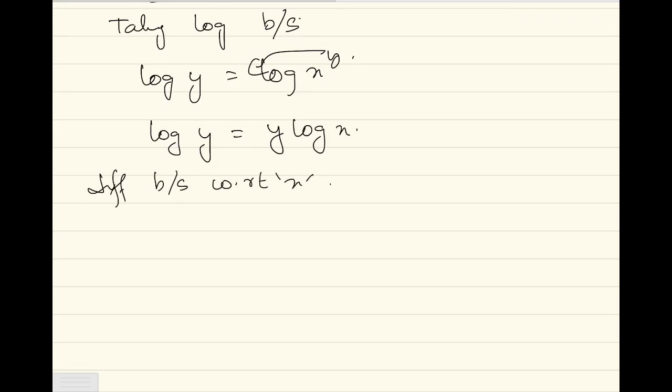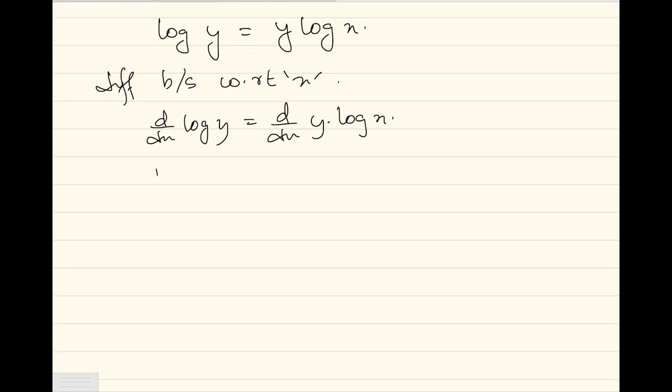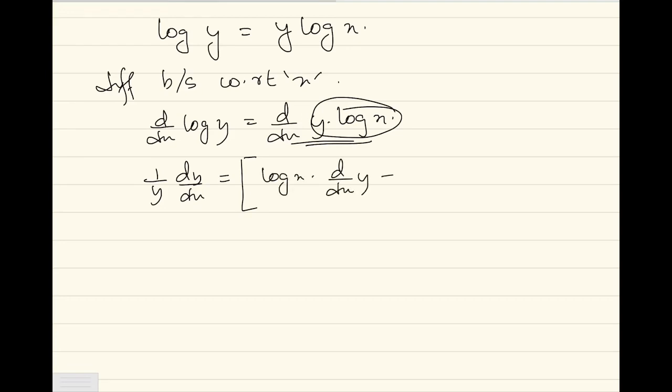Time to differentiate. What do you get? d/dx of log y equals d/dx of y log x, correct? That gives me 1 by y dy by dx. If you remember, d/dx of log y is like normal, 1 by y followed by dy by dx. Here I'll have to apply the product law because y and log x are being multiplied together. So second, it's log x into d/dx of first, meaning y, plus first into d/dx of second, meaning log x, correct?